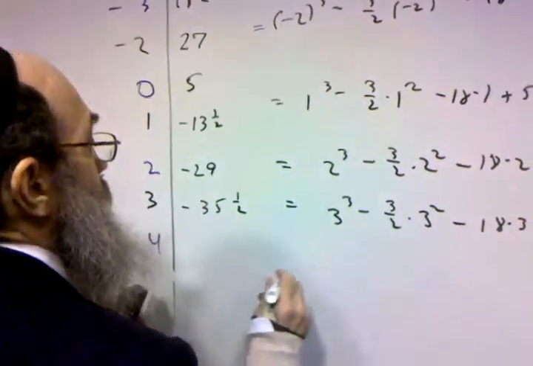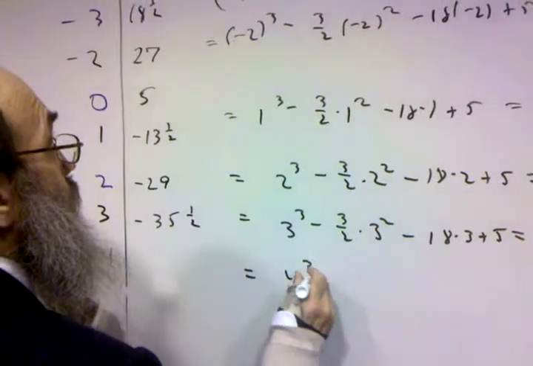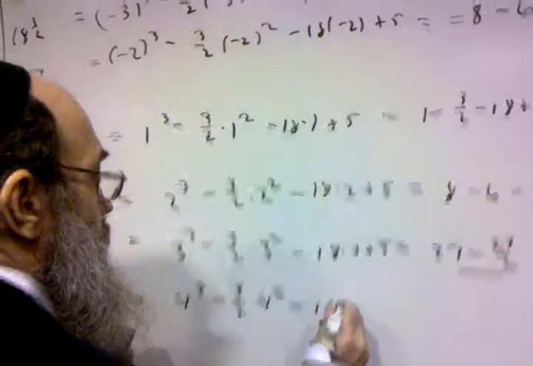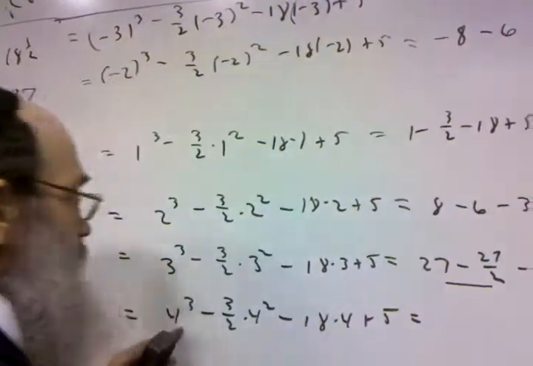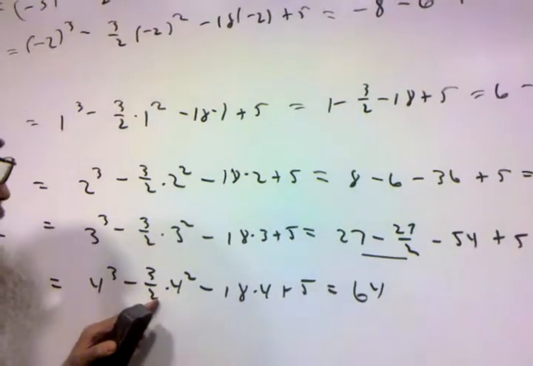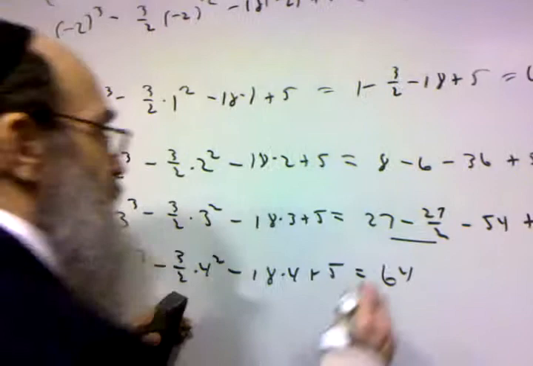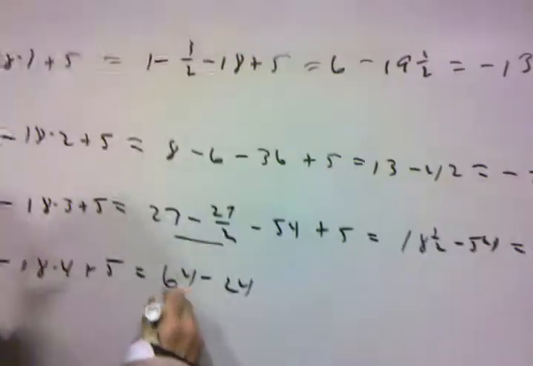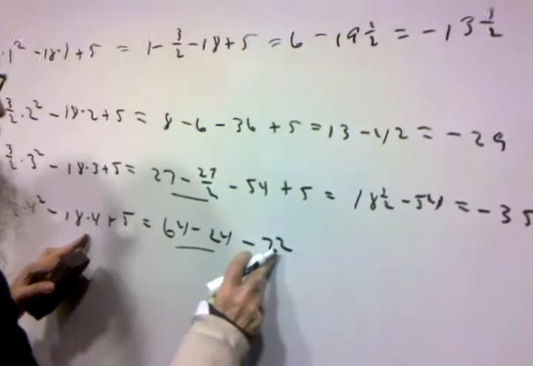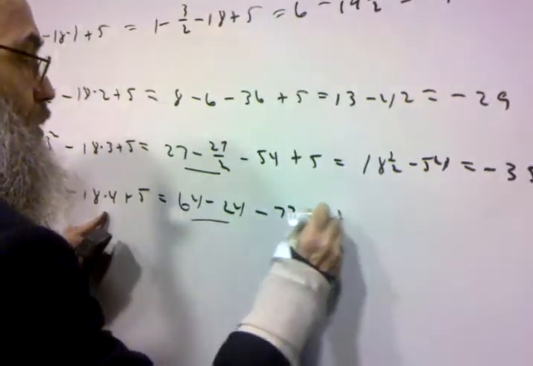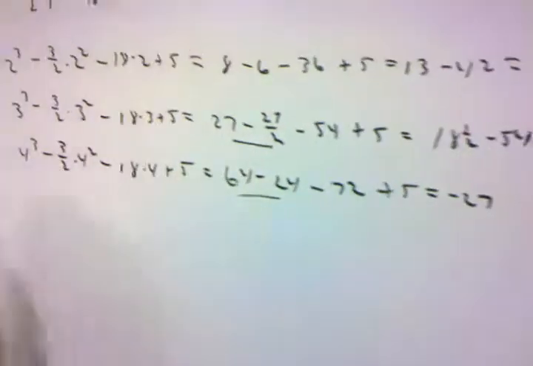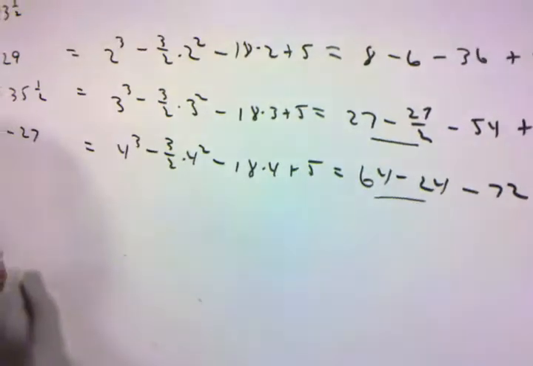I'll put in 4 for x. I have 4 cubed minus 3 halves times 4 squared minus 18 times 4 plus 5. 4 cubed is 64. 4 squared is 16 times negative 3 halves is negative 24. So far this is 40, right? Minus 72. 40 minus 72 is negative 32. Plus 5 is negative 27. So it's negative 27. Now we're going to try to draw a graph of this.